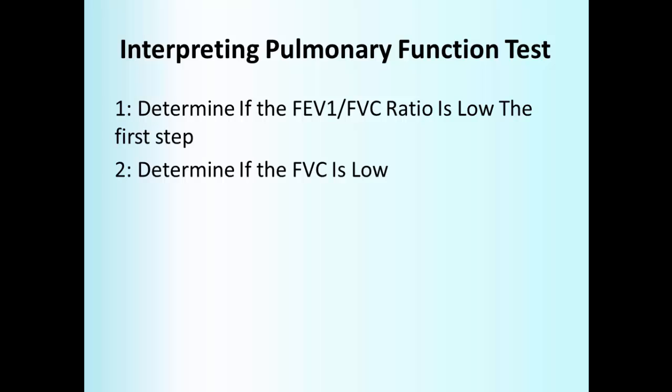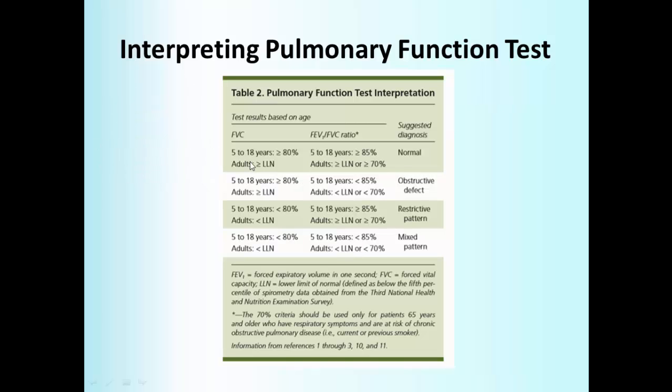The second step is to determine if the FVC is low. This table here kind of summarizes the first two steps of the PFT interpretation. So as you can see, we can look at the FVC and the FEV1 ratio, see where they are at, and what the suggested diagnoses are.